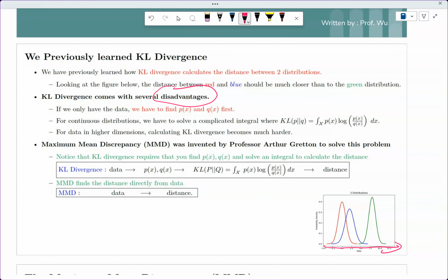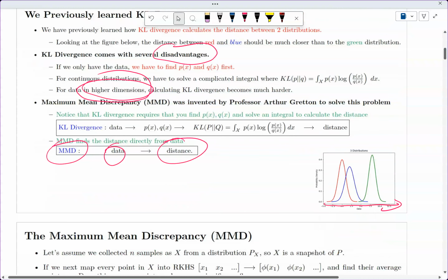Instead of KL divergence, there's another method called maximum mean discrepancy. This was invented by a professor at UCL, Arthur Gretton. You can look at the table here. With KL divergence, you take the data, you need to know the probability distribution, then you have to solve the integral, and then you finally get the distance between the two distributions. However, with maximum mean discrepancy, you take the data and you just directly calculate the distance. This is a much more direct and simpler way to do it. Moreover, with MMD, even if you have higher dimensional data, you can still do it. So this is pretty useful when you move on to more complicated data.